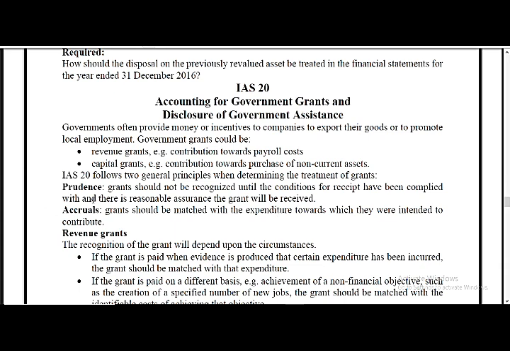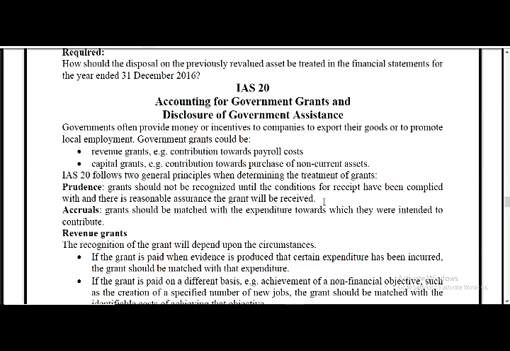So IS 20 basically follows two principles. One is prudence, one is accruals. What is prudence? Prudence says a grant should not be recognized until the condition for the receipt has been complied with and there is reasonable assurance that the grant will be received.